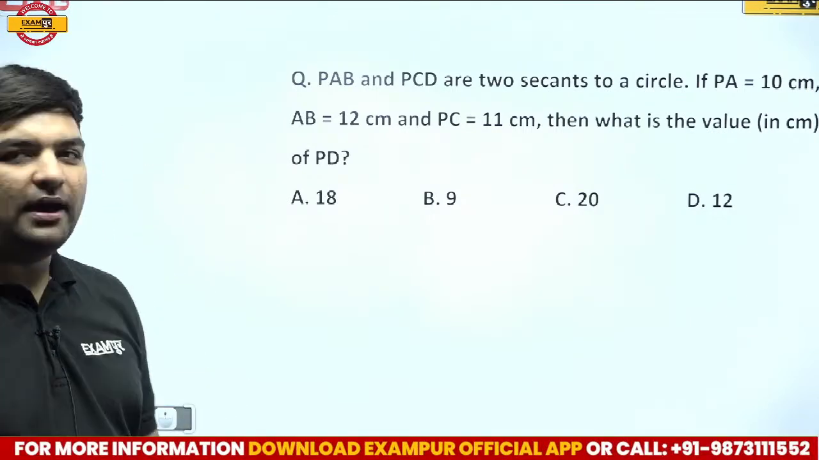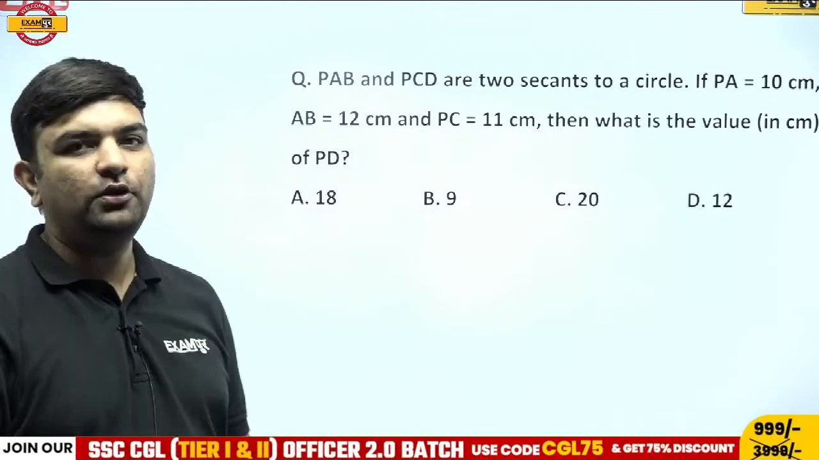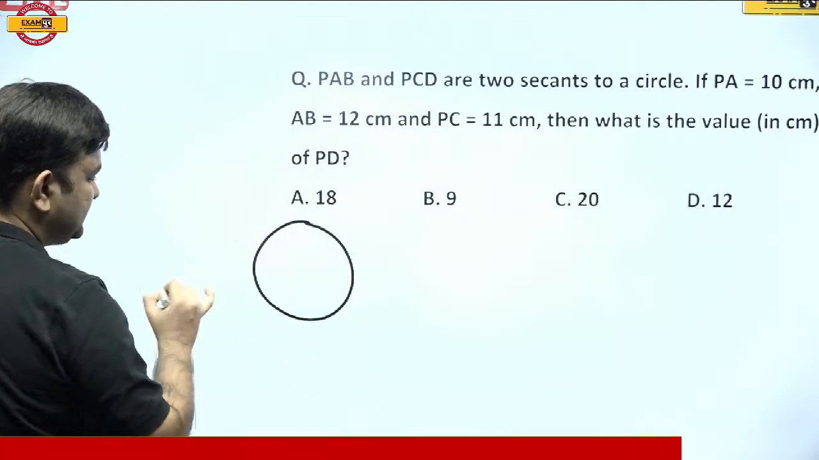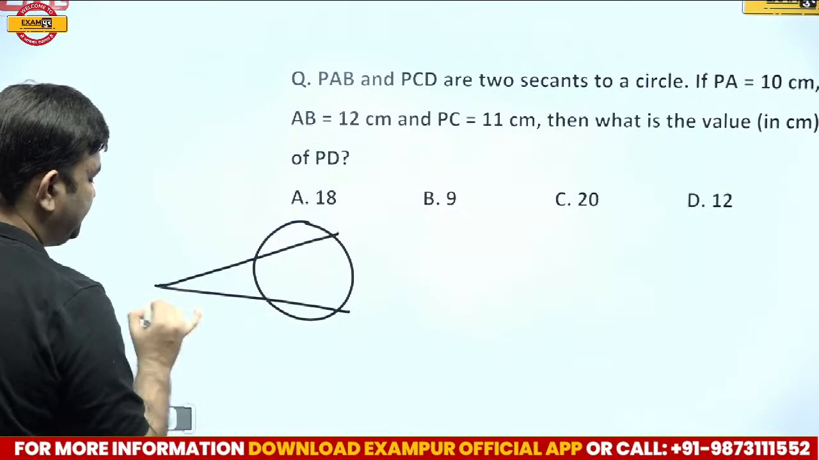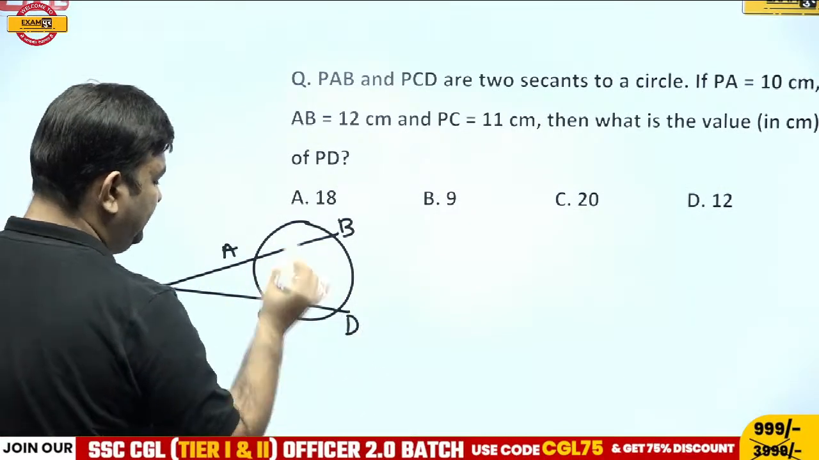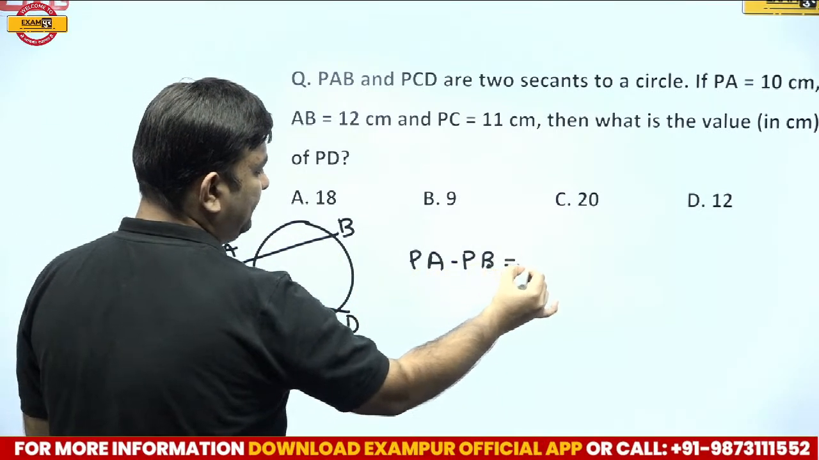PAB and PCD are the 2 secants. PA is known, PB, PAB, PC. What is the value of PD? In case of 2 secants, PAB, PCD, PA into PB is equal to PC into PD.